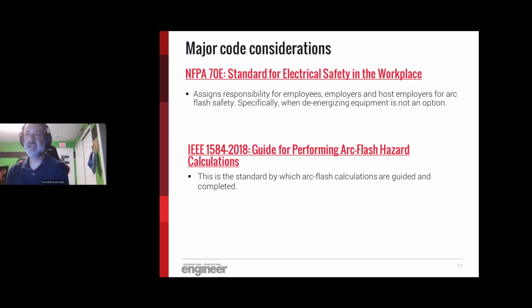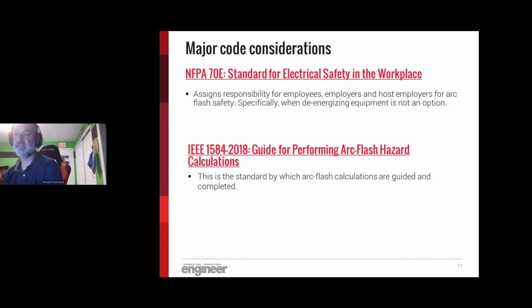The next two standards that the industry uses for their guidelines and analysis regarding arc flash and arc flash studies: the first one is NFPA 70E. It's the standard for electrical safety in the workplace. This standard basically defines the guidelines for working on or around energized equipment. It also assigns the responsibility for the arc flash safety of the employees to the employer.